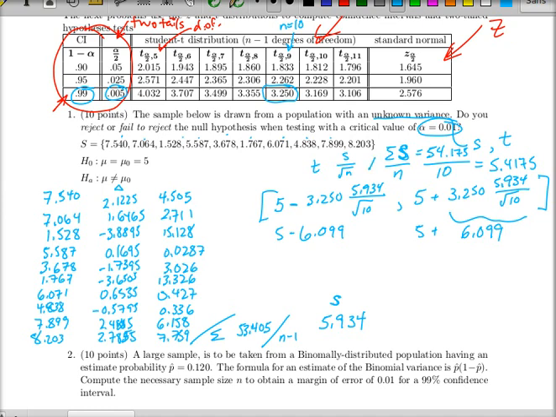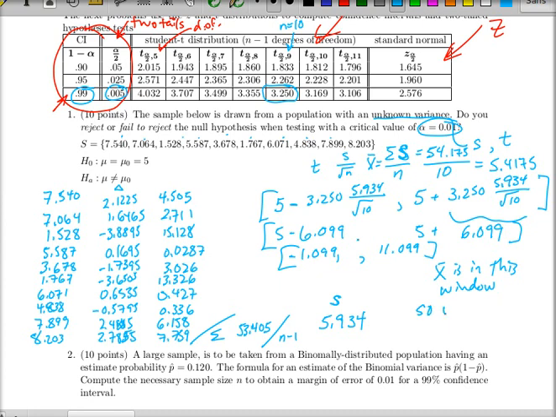x bar, which is equal to that, so it's minus 1.099 to 11.099, and x bar is in this window.